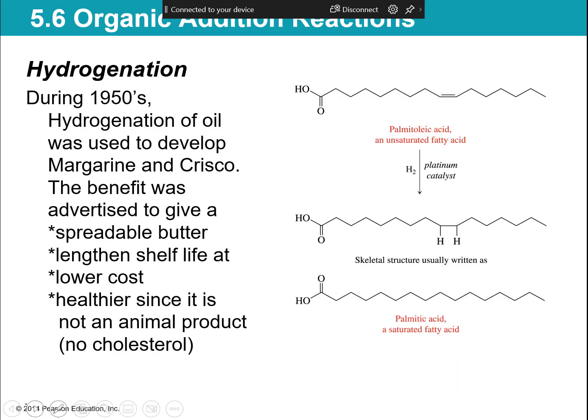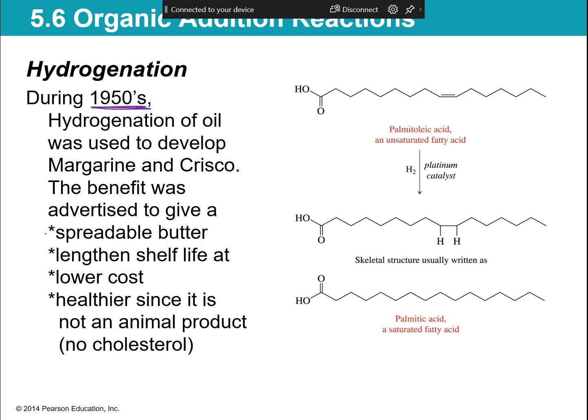During the 1950s, the hydrogenation of oil was used, and this is when margarine and Crisco came out on the market. Prior to this, the only options that you had were to cook with butter, cook with lard, or cook with oil. There were no other alternatives. You had either oil that you fried stuff in, or you used lard, or you used butter when you made biscuits, right? So it was the 1950s.